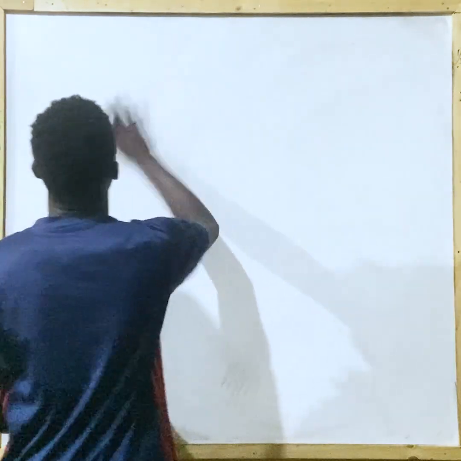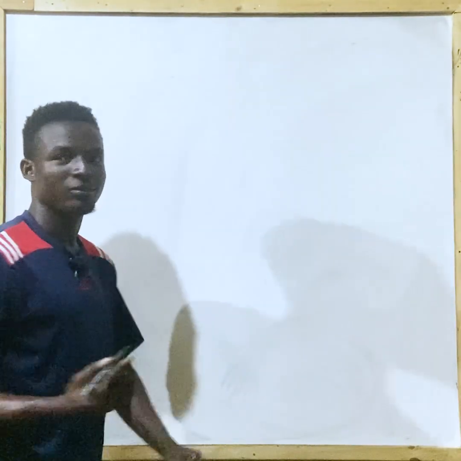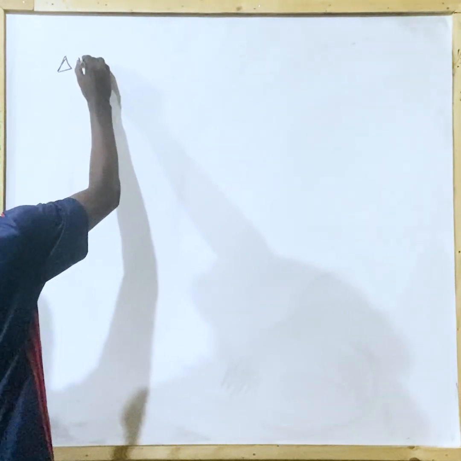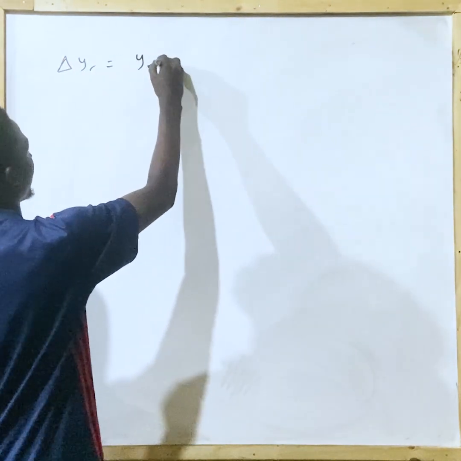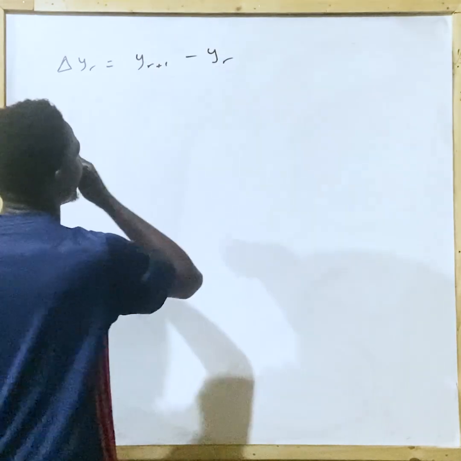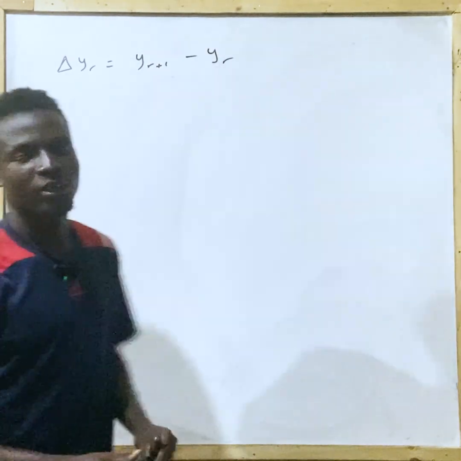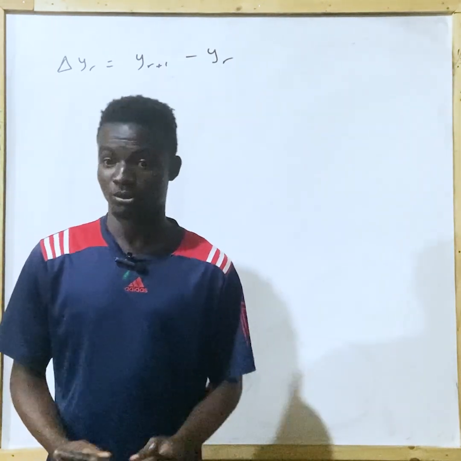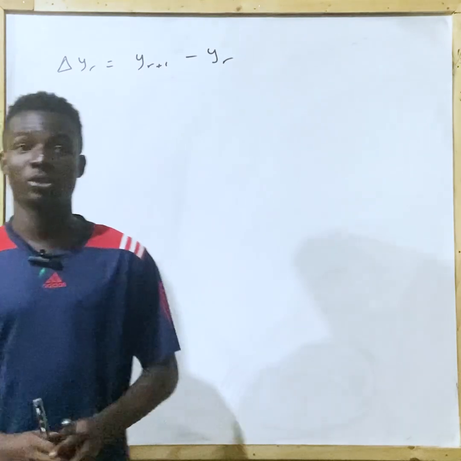We'll be doing the continuation of finite difference. In the last class we talked about forward difference, so we're going to be taking some examples on forward difference. A recap of the last class: the forward difference of yr is yr plus one minus yr. We proved some properties of forward difference, and we're going to be taking some examples using those properties.